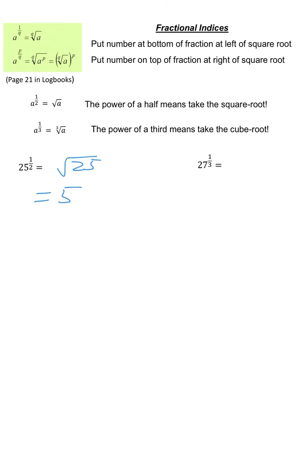Now the next one, 27 to the power of a third, that's the same as cube root of 27. So you're looking for the number that you multiply by itself 3 times to get 27. Now that would be 3, because 3 times 3 times 3 is equal to 27. If you're unsure, just use your calculator, but the more you practice these, the easier they will become.